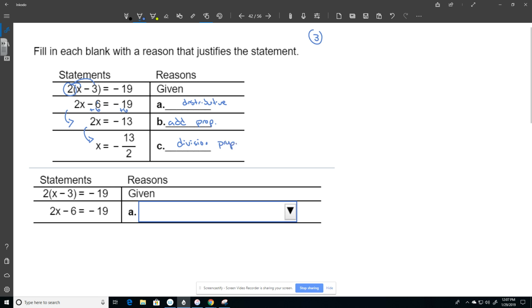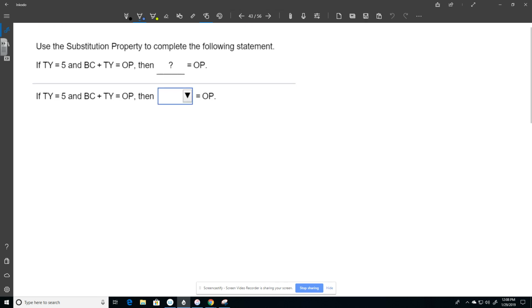So make sure you understand which property does what. Again, these ones are easy because you know what the distribution property looks like. If you have a -6, you know how to move it to the other side. We just add 6 to both sides. That's how we know it's the additive property, because it's just what we did mathematically.